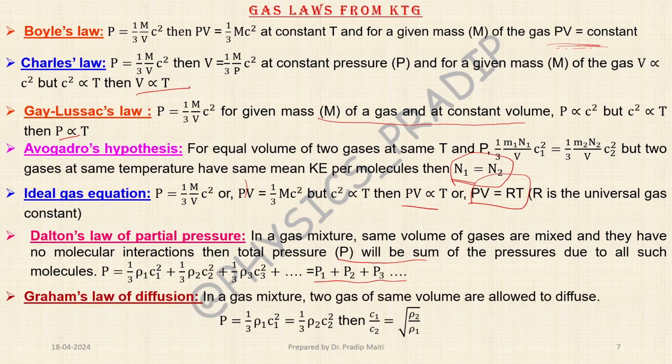Graham's law of diffusion. In a gas mixture, if two gases of the same volume are allowed to diffuse, then C1 by C2, that is the ratio of RMS speeds, is equal to the square root of rho 2 divided by rho 1. So C1, basically velocity, is inversely proportional to the square root of density, as I already discussed.